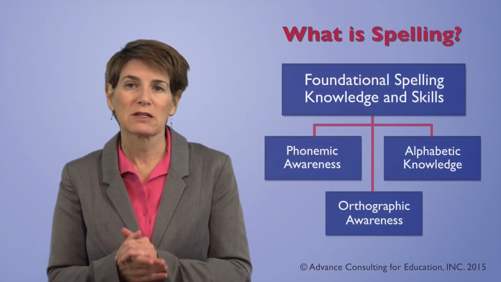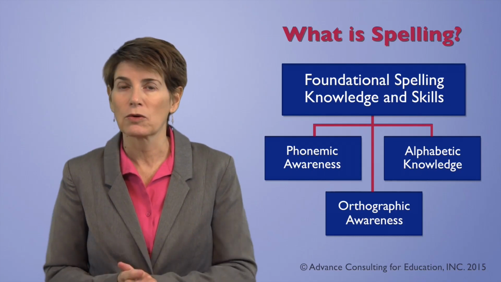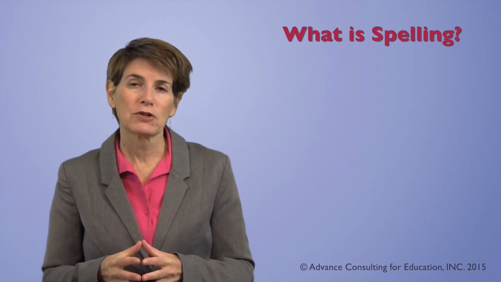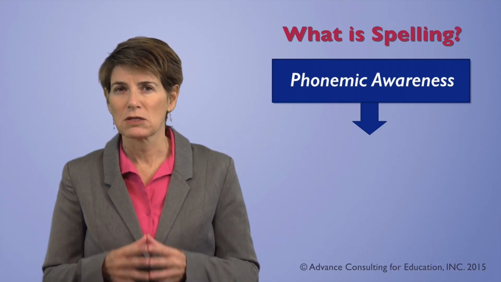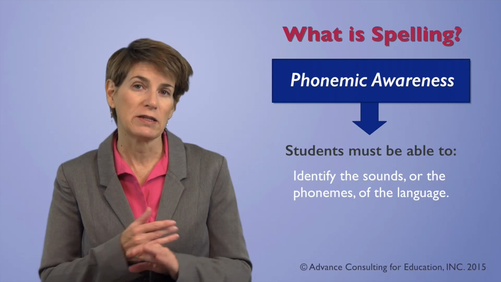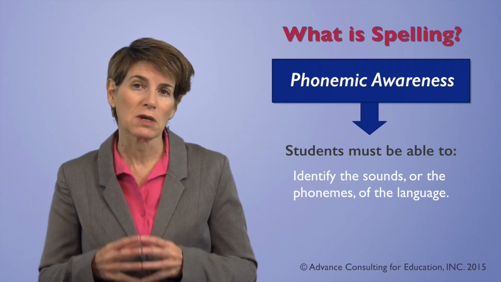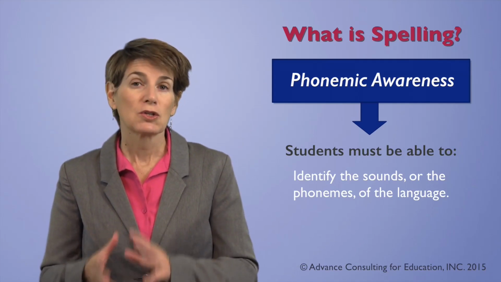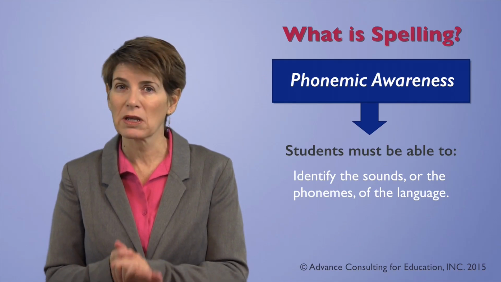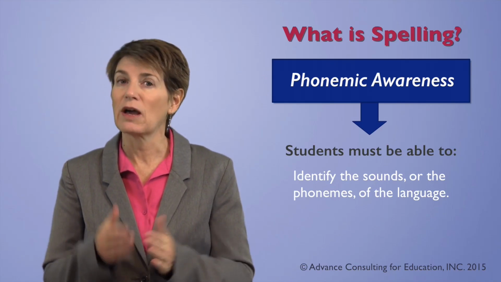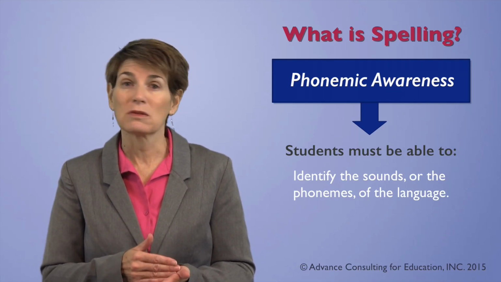Let's take a look at the pieces of this definition so that we can start to figure out what our students actually need to know in order to be able to spell. So the first piece of this definition is phonemic awareness. This means that students need to actually be able to identify and hopefully produce the sounds, or the phonemes, of that particular language. So right away we can see why some learners of English might have challenges when spelling in English.